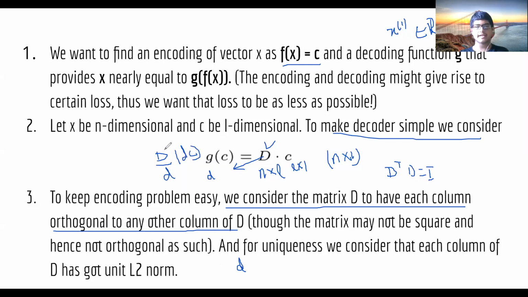So I have found another encoding for this n dimensional vector x. For x, I have found another decoding, this D into C. This can vary; I can change D to another thing, and then this D would change, because I'm just multiplying, that scalar would cancel out and it would finally give me G of C equal to D into C. Therefore, to keep uniqueness to the matrix D, what we want is that each column of D has got unit L2 norm. Fine.